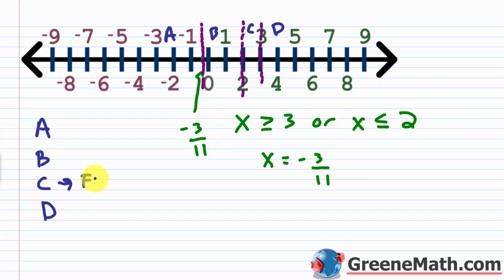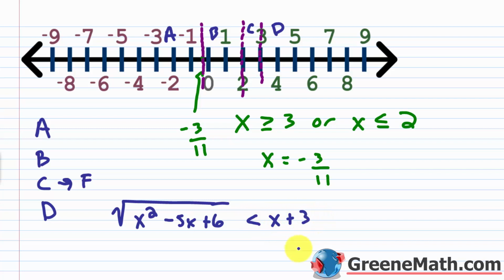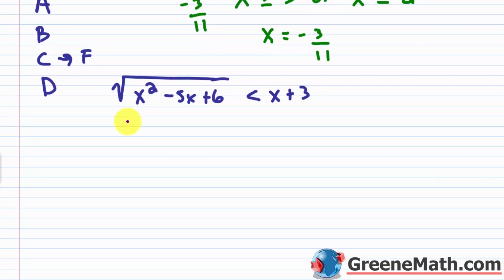So let's choose a value in interval A and see if that works. Again, our inequality was the square root of x squared minus 5x plus 6, and this had to be less than x plus 3. So I'm going to pick a value of, let's say, -1. That's pretty easy to work with. So if I plugged in a -1 there, and there, and there, what would I get?